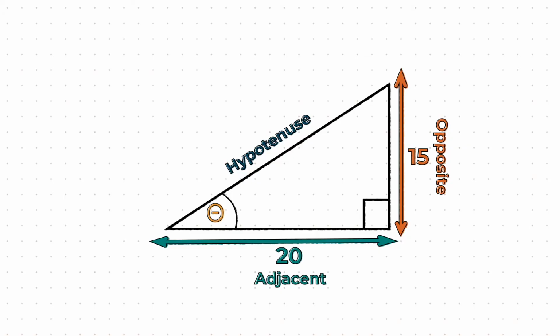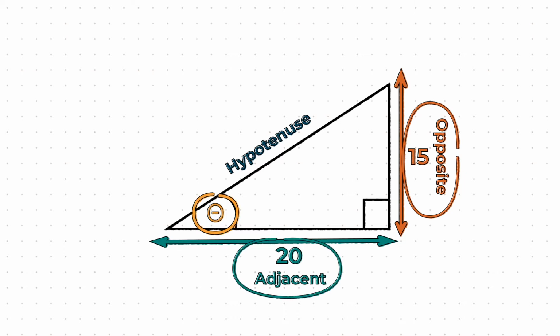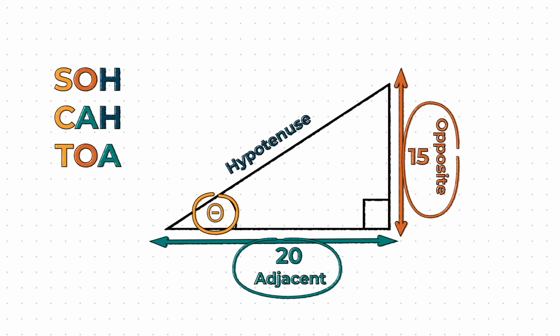Great. So what do we have? And what do we want to find? Well, we have the opposite and the adjacent, and we want to find theta this time, the angle. Nice. So which of the three identities involve all these values? Opposite and adjacent, if I remember, that would be TOA. Excellent. So now that we know which identity to use, let's work it out using the values in our triangle.